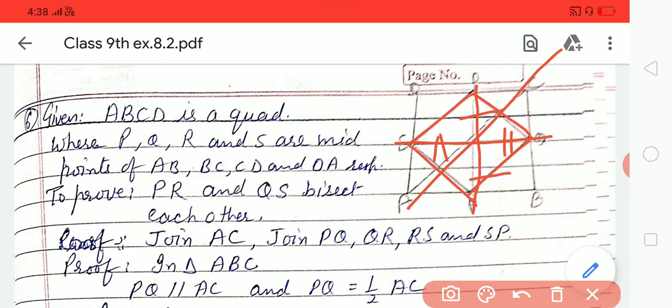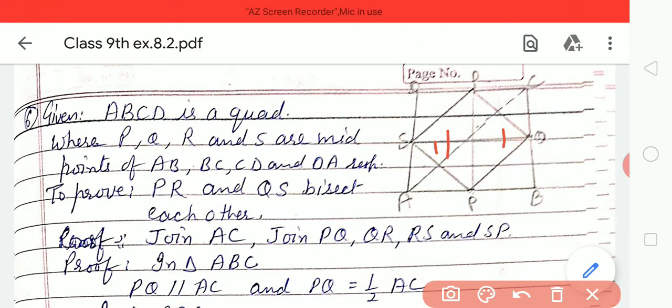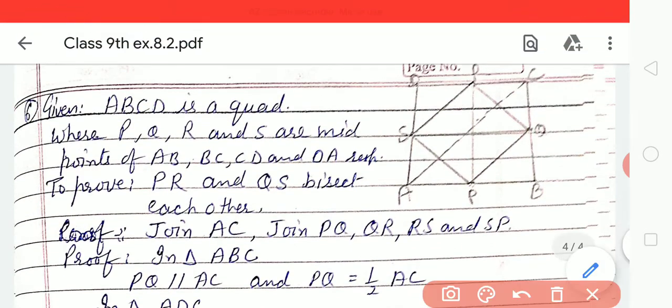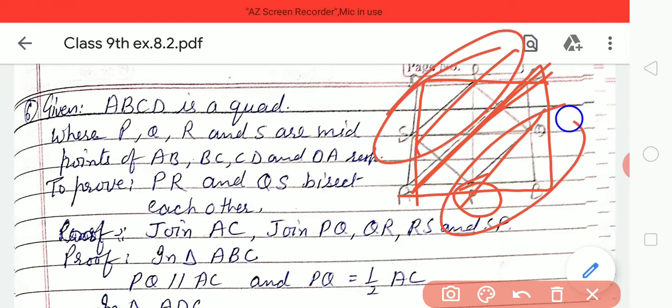So you have to prove that PR and QS are bisecting each other, which means we are ultimately going to show that this is equal to this and this is equal to this. Now come to triangle ABC. Very easy. In triangle ABC, you know that P is the midpoint, so PQ is parallel to AC and half of it. Similarly, in this triangle, SR is parallel to AC and half of it. So you can say that SR is parallel and equal to PQ.